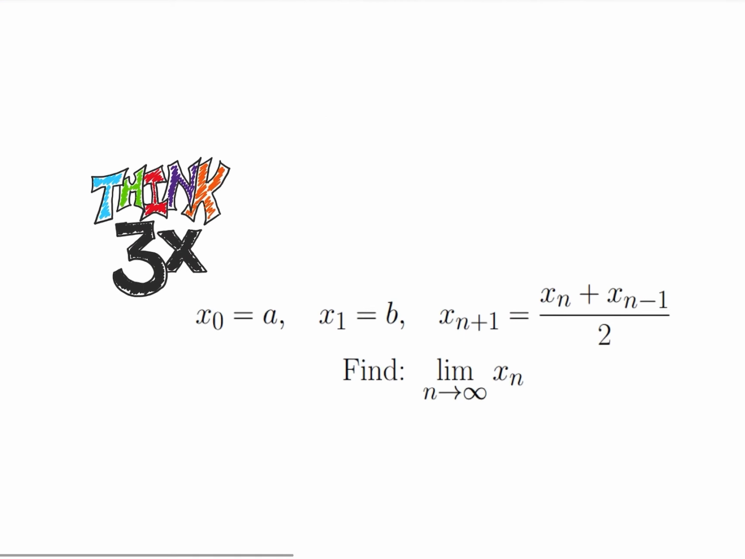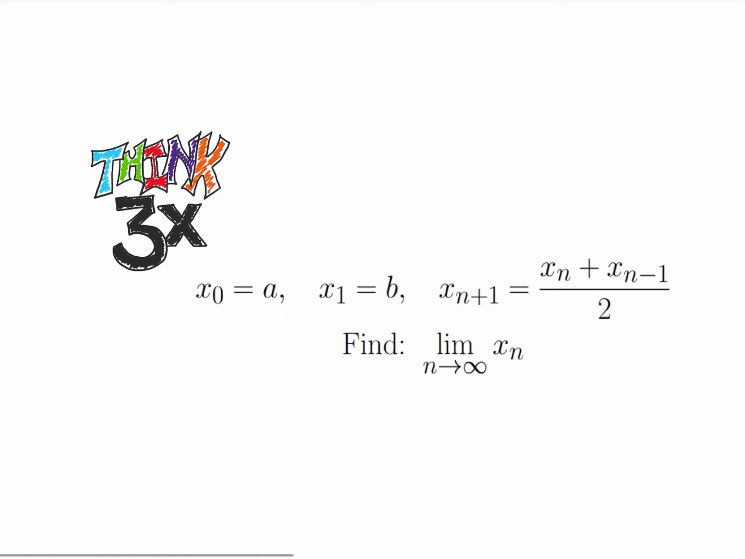Today we're going to be solving a fun little sequence problem. So I have a sequence where the first term, x sub 0, is a, the term x sub 1 is b, and for n greater than or equal to 1, I'm going to have x sub n plus 1 equal to x sub n plus x sub n minus 1 divided by 2, so the sum of the previous two terms. And our goal is to find the limit as n approaches infinity of x sub n.